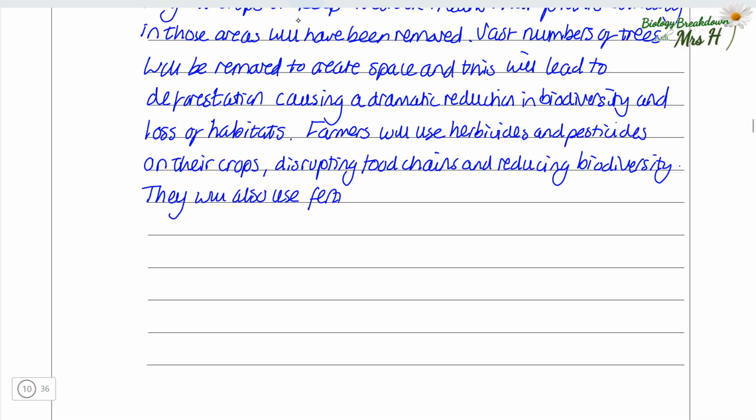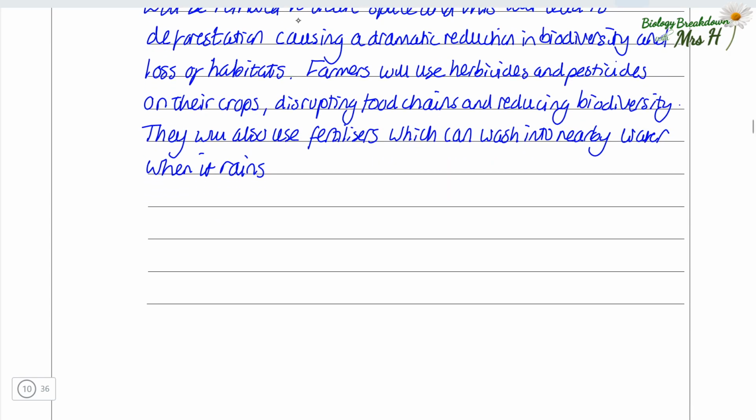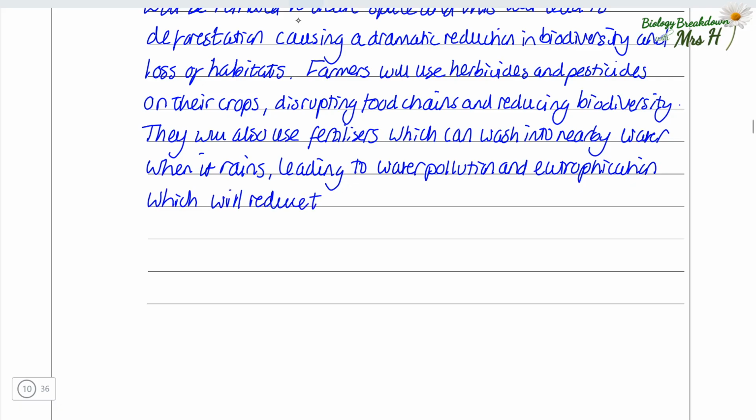They will also use fertilizers, and we know the problem when we have fertilizers is that when it rains, it can wash into nearby water, and then that can lead to water pollution and the problem of eutrophication, which will reduce the biodiversity in the nearby water, such as lakes. This question isn't really about the details of eutrophication because it's 6 marks about something else, but eutrophication is when the algae grows over the top of the lakes and it blocks the light from getting to the plants at the bottom of these lakes.